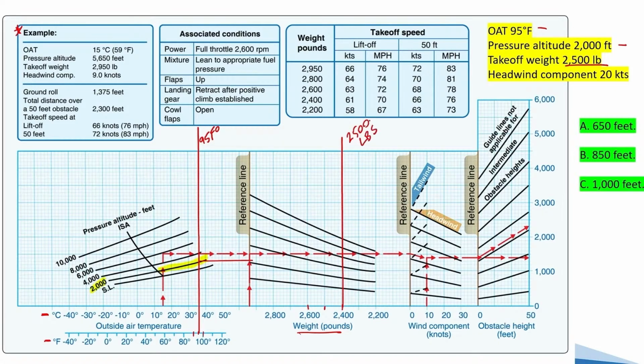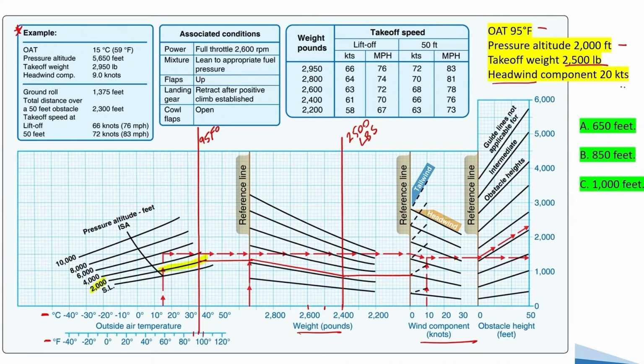I'm going to follow that guideline down, but it doesn't mean I'm going to just follow it straight. What I want to do is basically parallel it, so it should look something like that. You can see that I'm clearly paralleling that line until I get to 2,500 pounds. Once I'm at 2,500 pounds, I take that line and go straight across to the reference line. And from here, it's asking me what is my wind component.